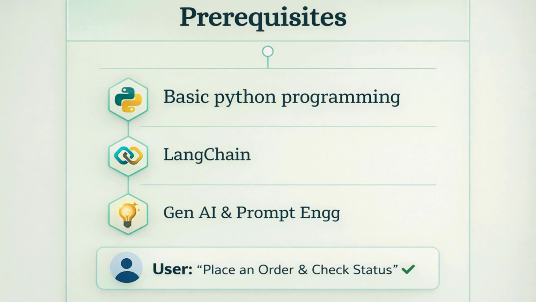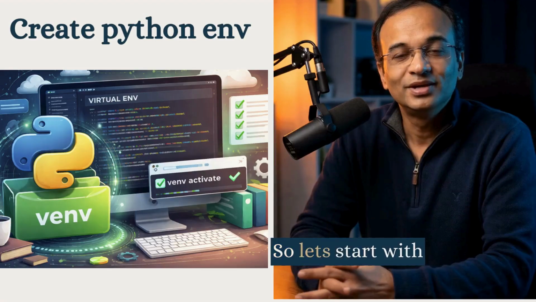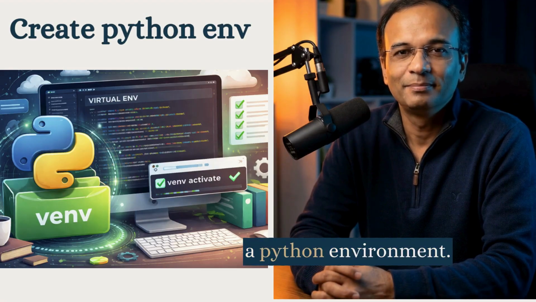AI agent, basic Python programming, LangChain, and Gen AI, and some prompt engineering knowledge. These are high-level steps we need to follow to create a very simple AI agent. These steps are creating a Python environment, then installing the LangChain agentic AI framework, and finally, we can start writing our AI agent. So let's start with the first step, creating a Python environment.